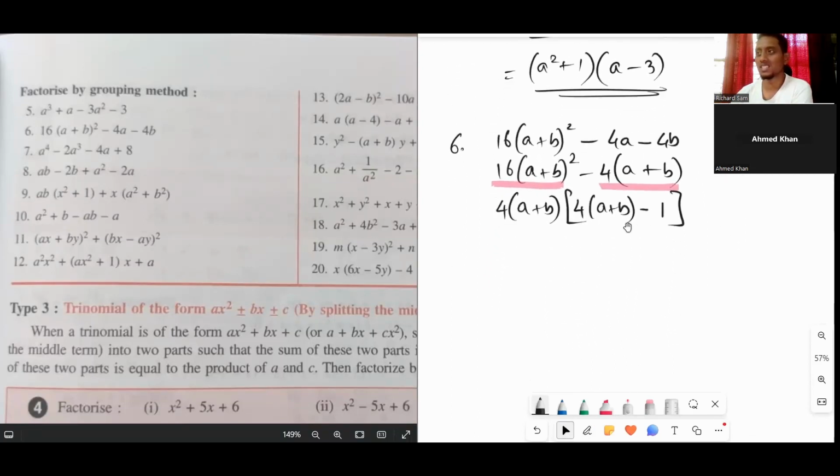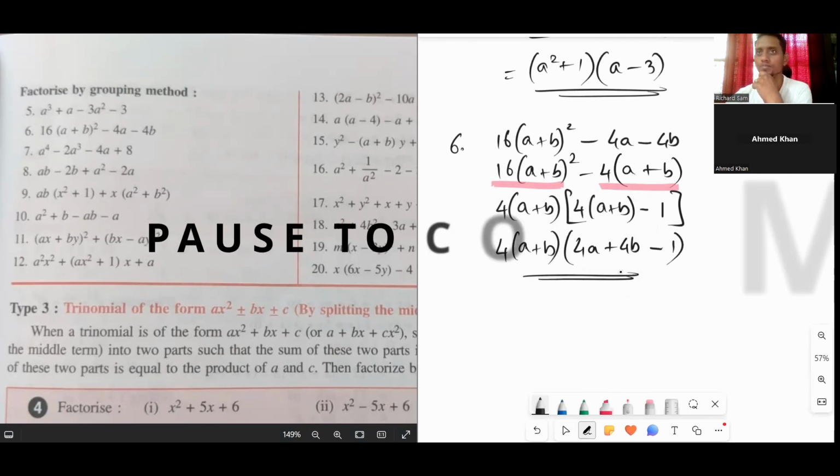Can we leave it like this? No. We're not supposed to have one bracket inside another bracket, right? So let's take out this inner bracket. So 4 into a plus b into 4a plus 4b minus 1. That will be our answer.